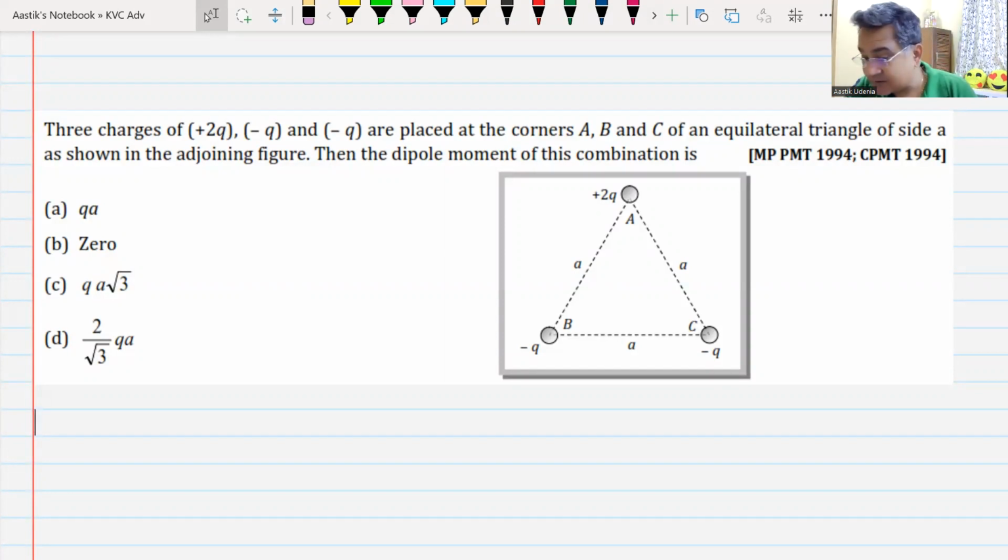Three charges, plus 2q, minus q and minus q, are placed in corners A, B, C of an equilateral triangle of side a as shown in the adjoining figure. And the dipole moment of this combination is... Praying to God is always good, and especially good now, at examination time.